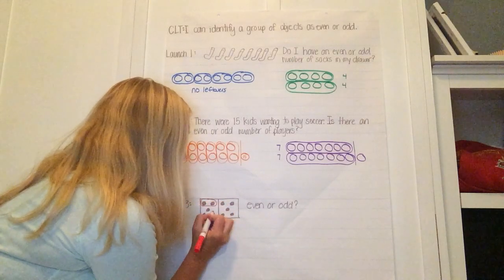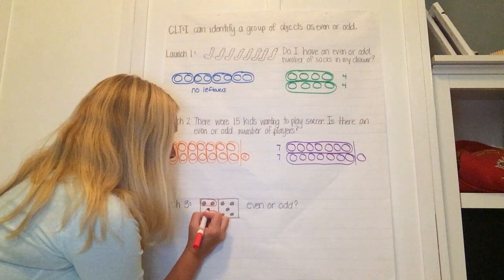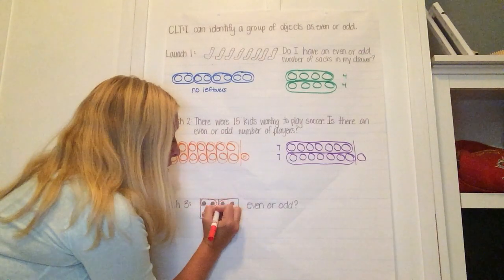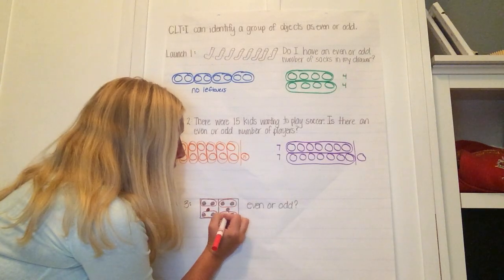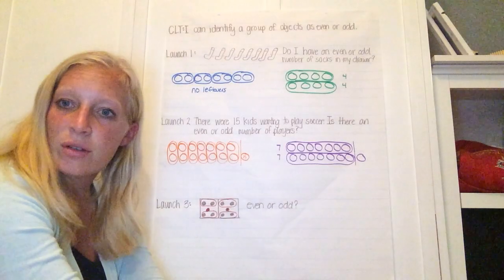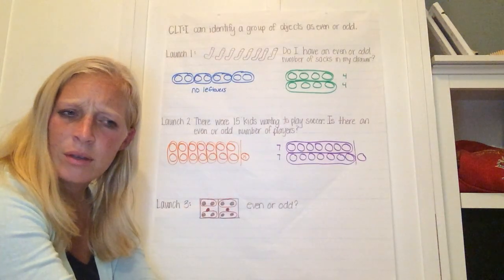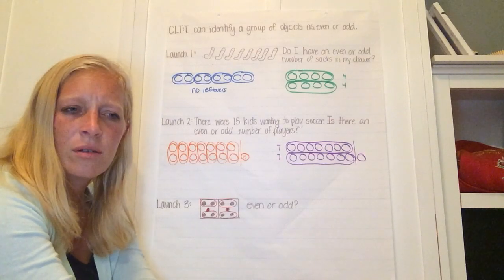These have a partner. This has a partner. Oddball. Partner. Partner. Oddball. There's an oddball on both sides.